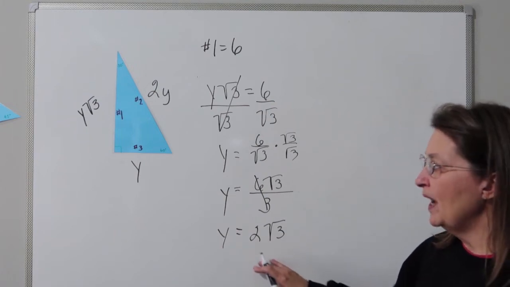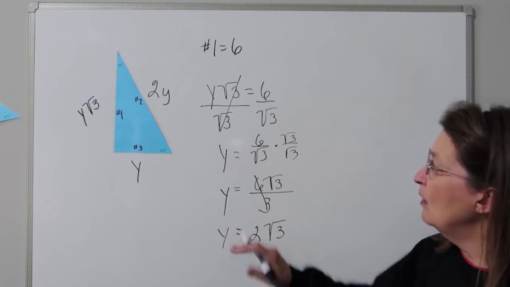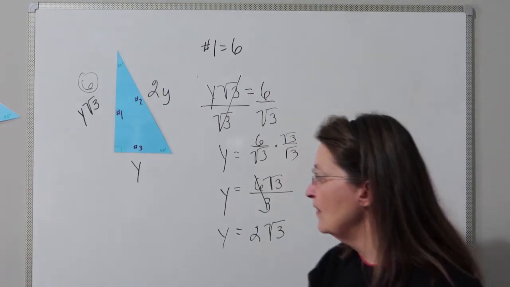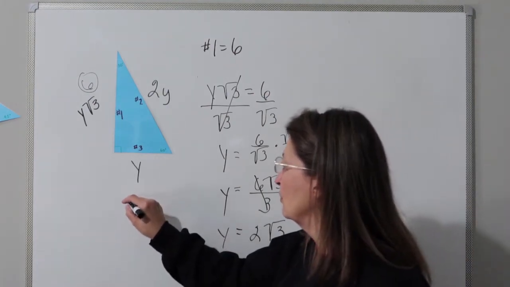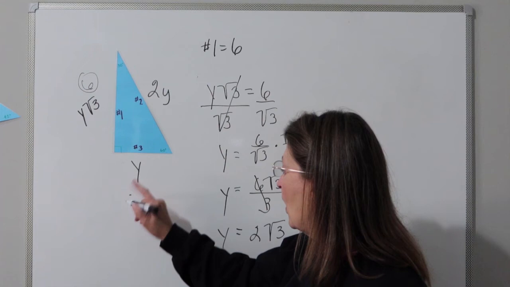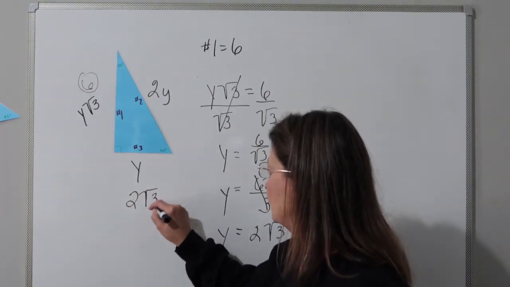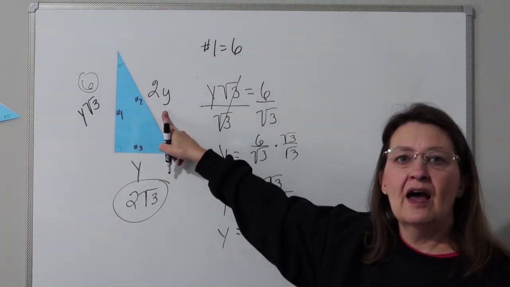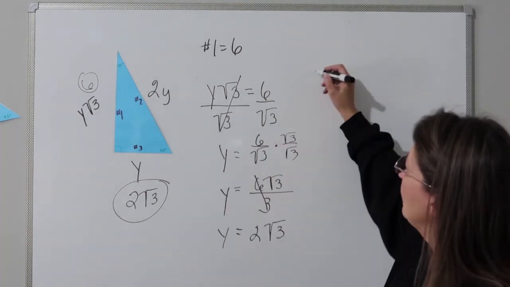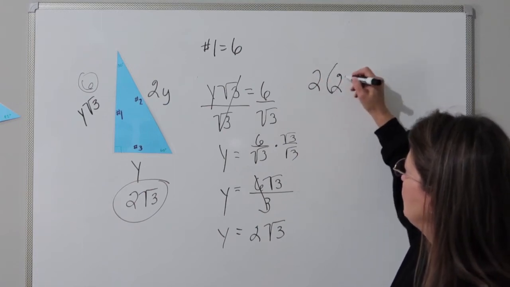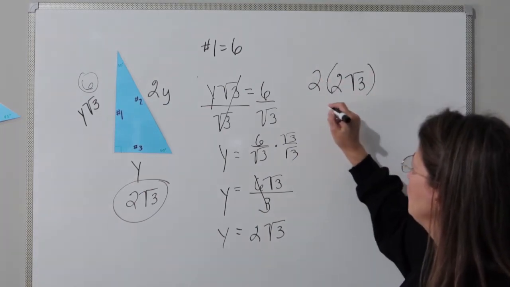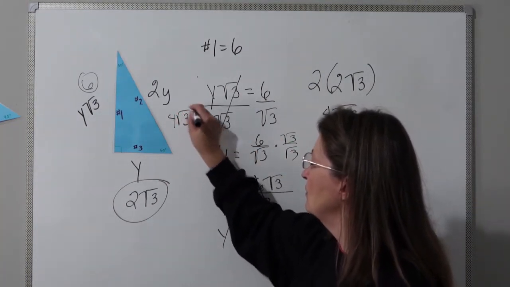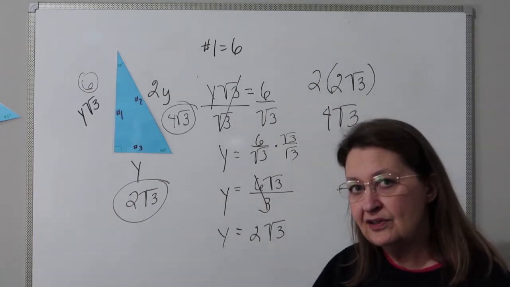Now this is your base value down here. I know that number 1 side was equal to 6 already. I was given that. Now I know that number 3 side here, since it's just y, is equal to 2 square root of 3. Now to find number 2 side, I'm going to multiply times 2. Well, here's y, so I'm going to have 2 times 2 square root of 3, which will be 4 square root of 3. So this side is 4 times the square root of 3. And that's all there is to it.